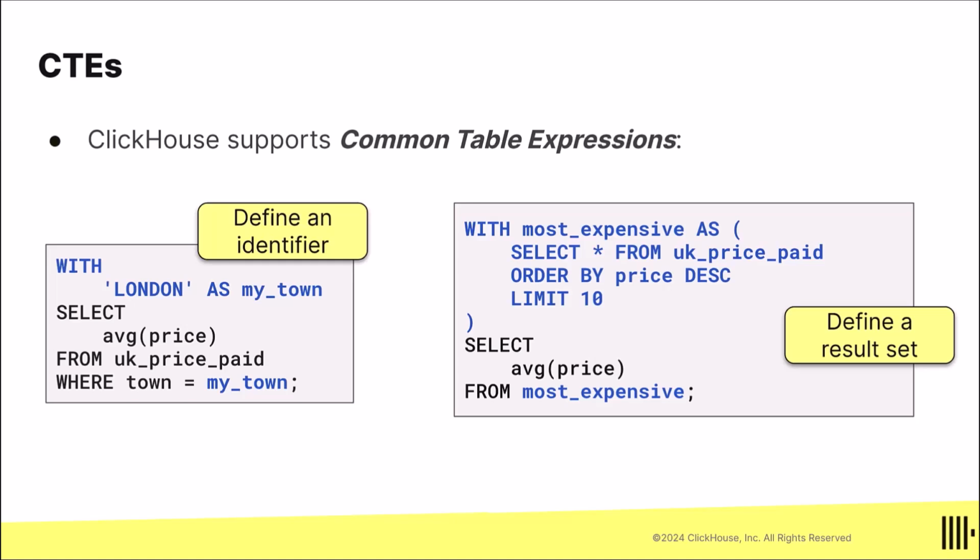It's very much like a subquery, where in this common table expression, the variable name goes first. I called it most expensive, and then the as keyword, and then you can write any query that you want. And here I selected the top 10 properties by price. These are the top 10 most expensive transactions of property sold in the United Kingdom since 1995. And I took the average of those. You can see that down below, I took the result from most expensive.